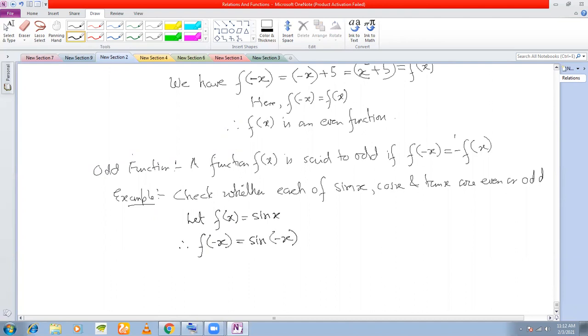Now, sine of minus x, from negative and associated angle, what do you know? Minus sin x. So what are you getting? You are getting f(x) but with a negative sign. That means this is equal to minus f(x). What have you shown? f of minus x is equal to minus of f(x). So therefore, f(x) is an odd function.